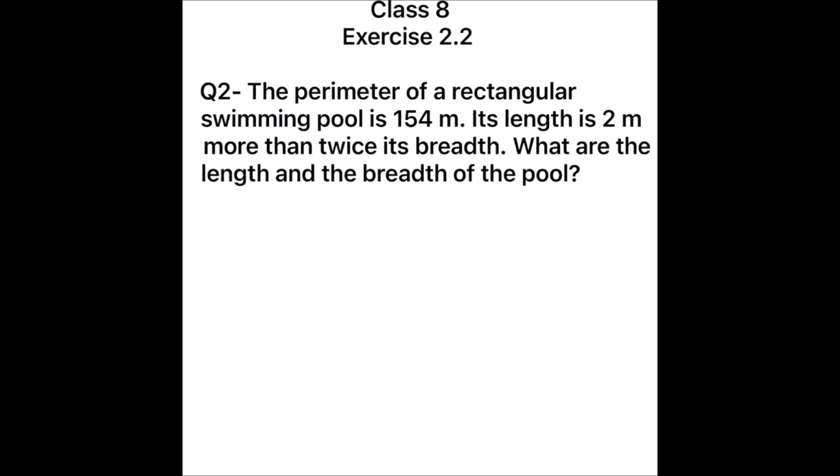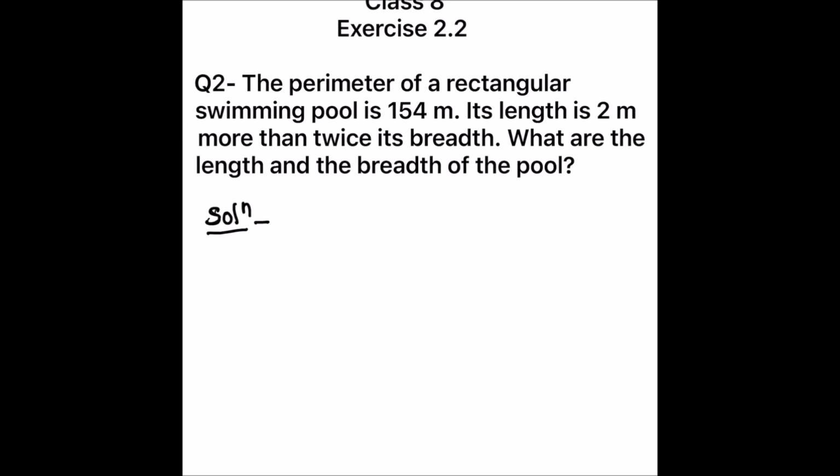Let's solve this math question which says the perimeter of a rectangular swimming pool is 154 meters. Its length is 2 meters more than twice its breadth. What are the length and breadth of the pool? The question is from class 8 math, exercise 2.2, question number 2. Let's write what is given in the question.